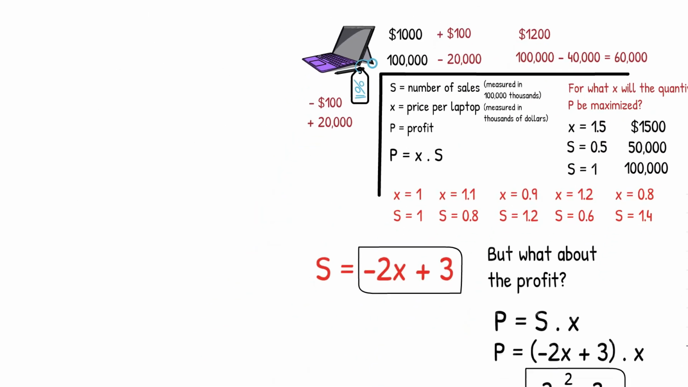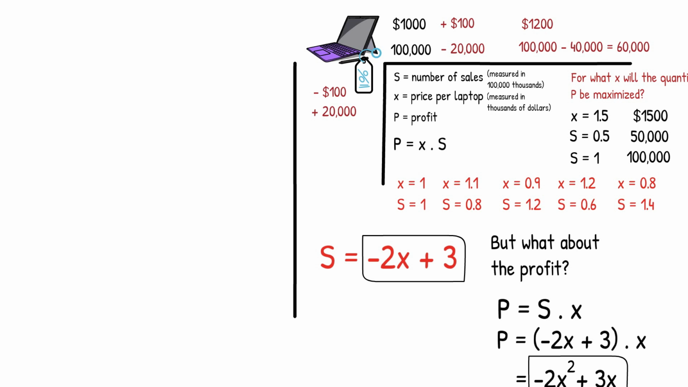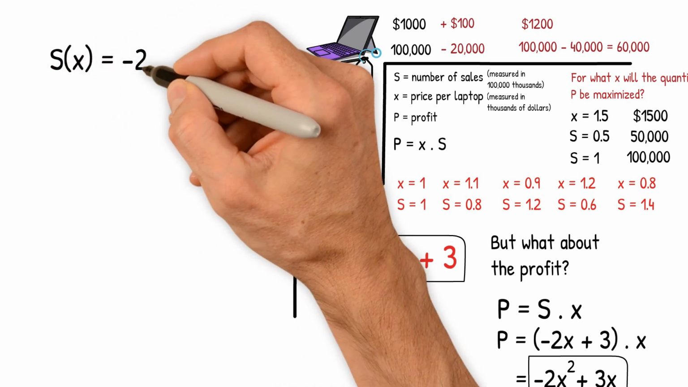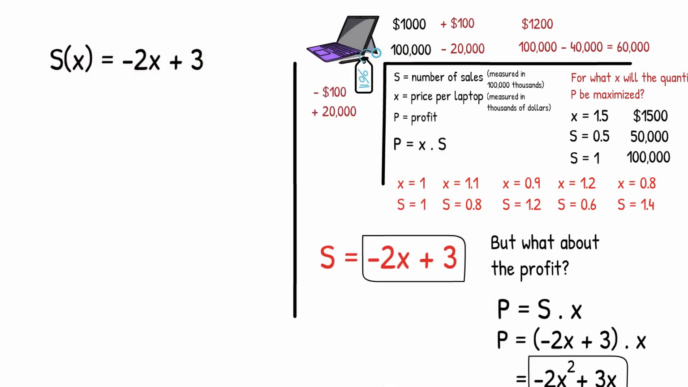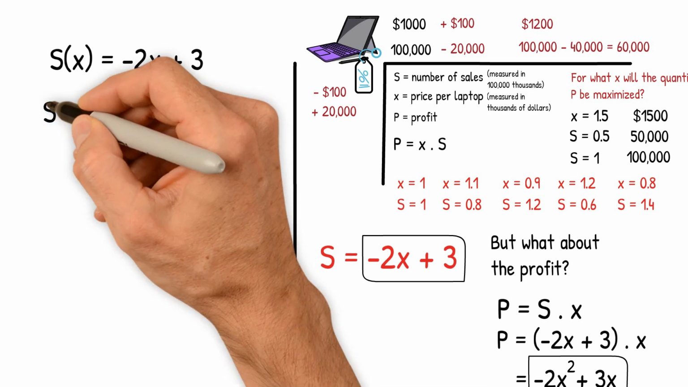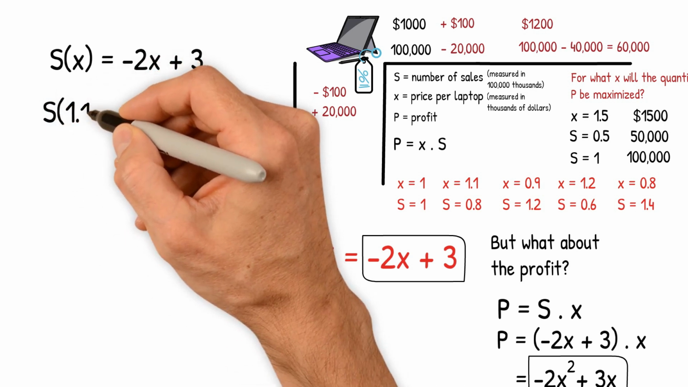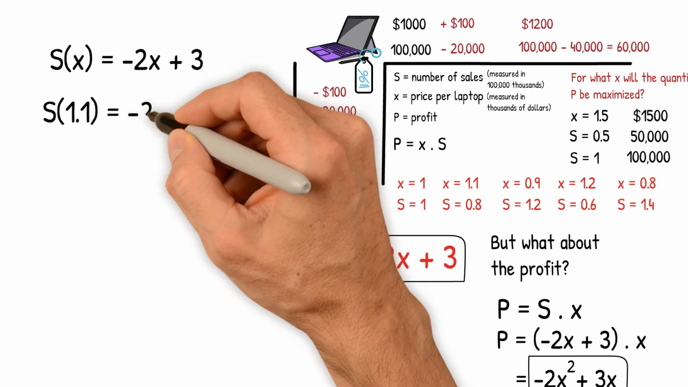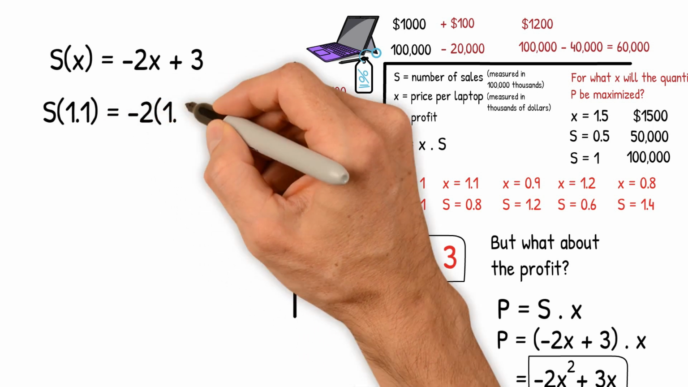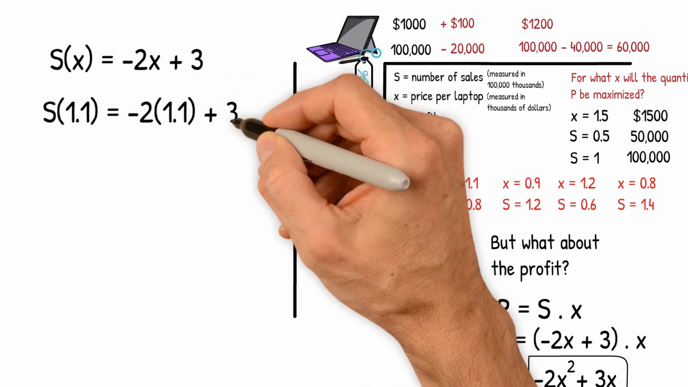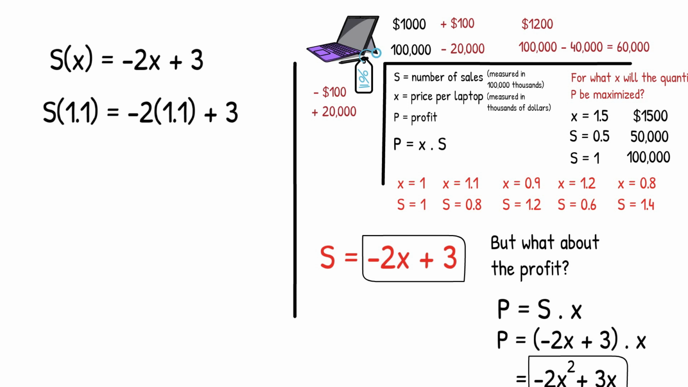In the next example, we had the formula s of x equals negative 2x plus 3. Again, the notation s of x symbolizes that sales depend on x and that the relationship is given by that formula. If we want to find s of 1.1, for example, we simply substitute: s of 1.1 equals negative 2 times 1.1 plus 3, and then we can compute the value.